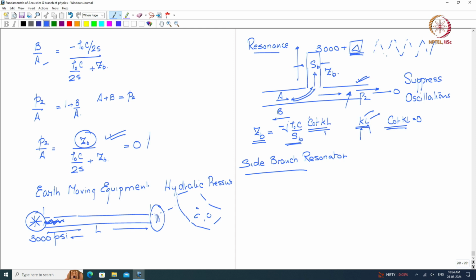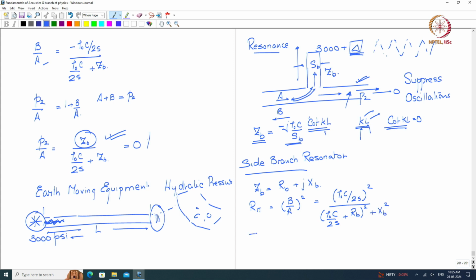Just as a calculation, if ZB happens to be RB plus jXB, then the power reflection coefficient, (B by A) squared, turns out to be equal to (rho 0 c over 2S) squared, divided by (rho 0 c over 2S plus RB) squared, plus XB squared.